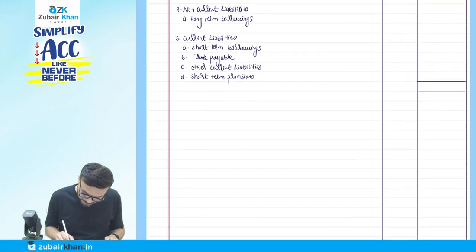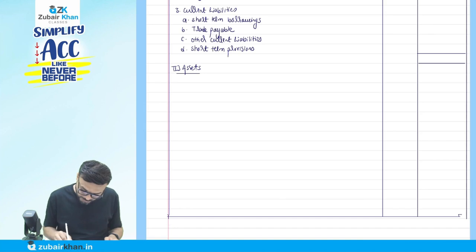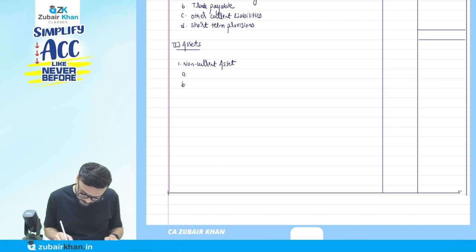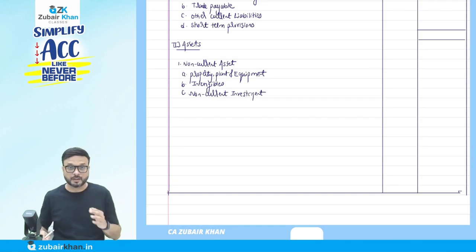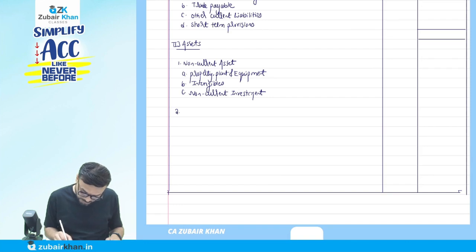Then here, asset side, write down their non-current asset: property, plant and equipment, intangibles, non-current investment. Now here is current asset.